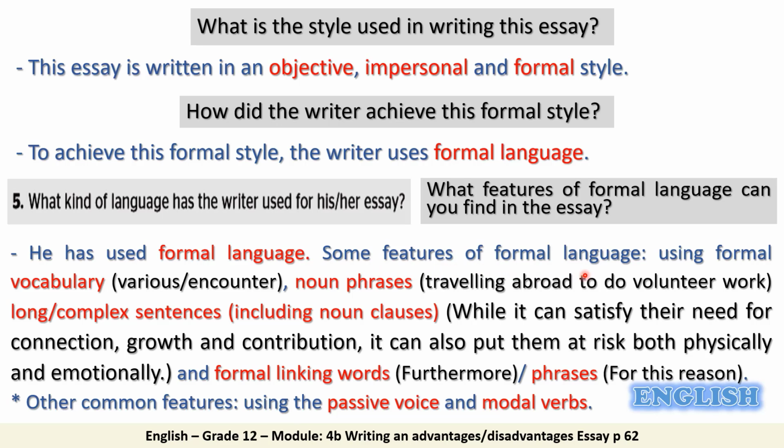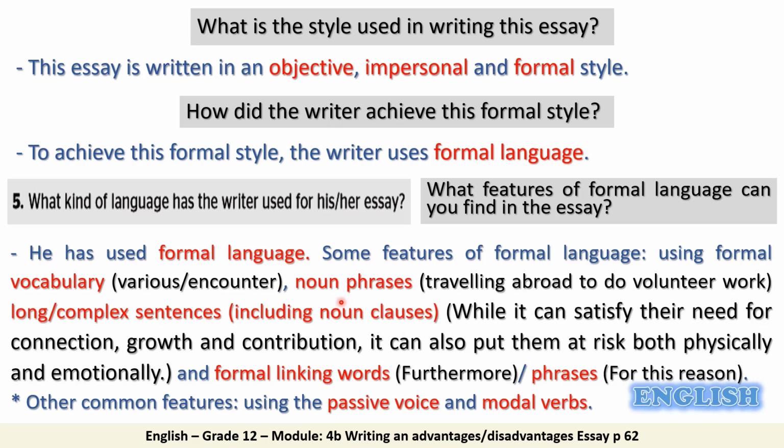Some features of formal language are, number 1, using formal vocabulary. So the writer used various instead of many. The writer used encounter instead of using meet. The writer used noun phrases like this one, traveling abroad to do volunteer work. This is the first sentence in the third paragraph. The writer also used long or complex sentences including noun clauses.